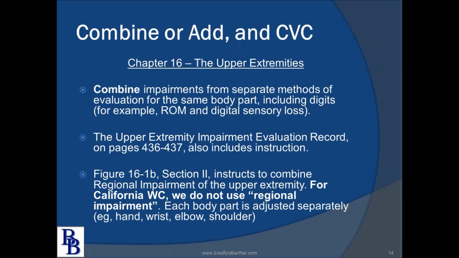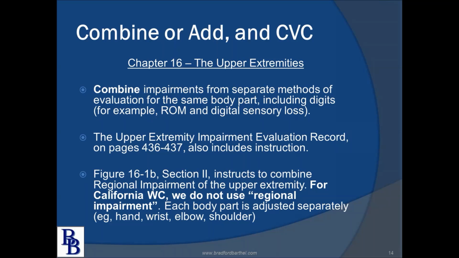The next slide for upper extremities, we combine impairments from separate methods of evaluation for the same body part, including digits. And the instructions on page 511 also go through that pretty well. The upper extremity evaluation record on pages 436 and 437 also includes instructions on when you add, when you combine for doing multiple digits of the same hand.